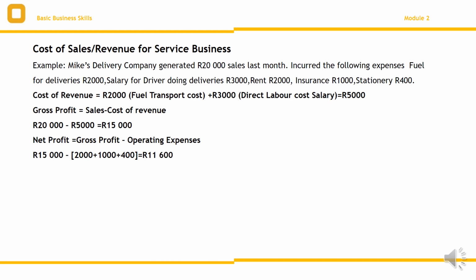To calculate his net profit, we take his gross profit figure and subtract our operating expenses. So from the case study below, we know that Mike has got the following operating expenses. We know that he pays rent to the value of 2,000 Rand, he pays insurance to the value of 1,000 Rand, and he also pays stationery to the value of 400 Rand. So in the end, Mike's net profit is equal to 11,600.